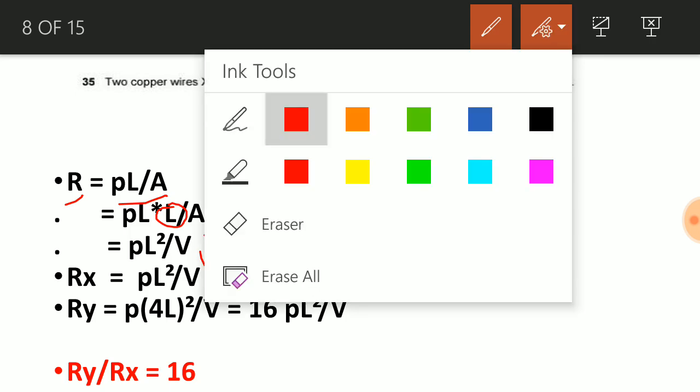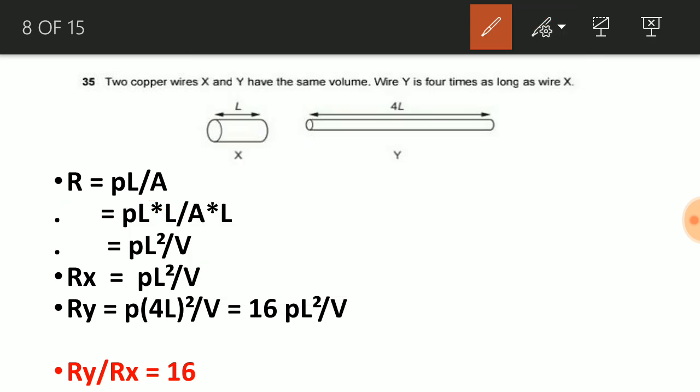And now in both the cases our volume is constant. Because of that resistance in X will be rho L square by V, and resistance in Y will be rho into 4 times of length, square of 4 times of length divided by V. In Rx it is rho L square by V, and in Ry it is rho into (4L) square by V. Because of that 16 will come here. On dividing this, we will get Ry by Rx is equal to 16.